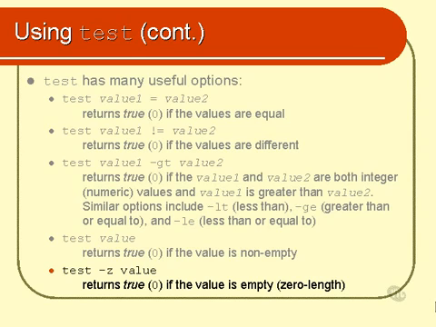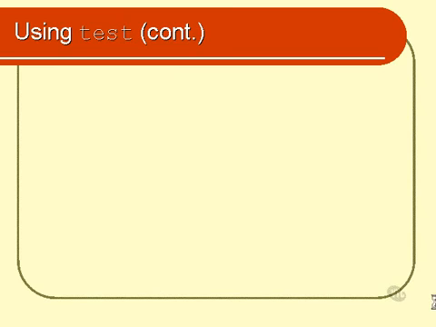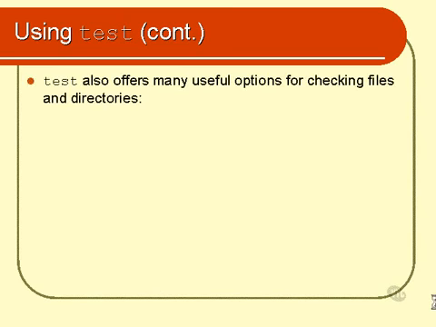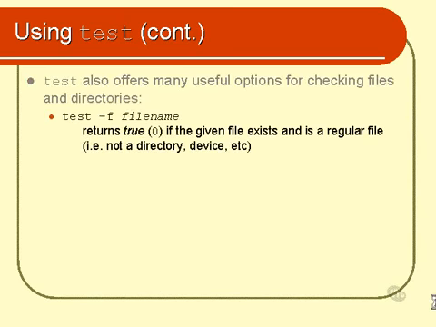We also have some other options that can be used with test, and they actually really have nothing to do with variables per se. They have to do with files and directories. So let's have a look at those. We've got test minus F. Notice that the minus F is actually the first parameter to test. Now this returns true if the file that you specified exists and is a regular file. In other words, it's not a directory or a device or something like that.